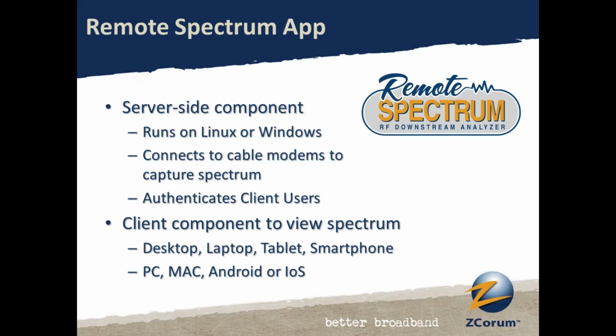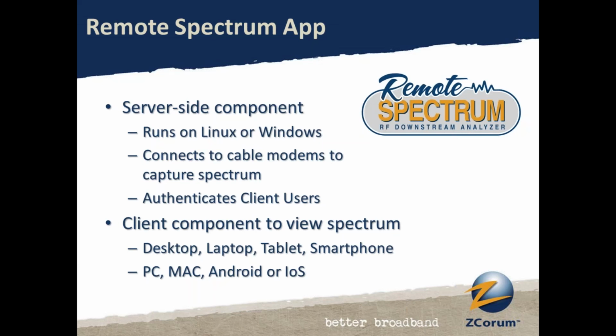So there's two pieces, like I mentioned. There's a server-side component, and you just put it on a server. It doesn't have to be a huge server. It can run on Linux or Windows. And that's what goes out and connects to these cable modems. Once you install that server, it will tell you which modems actually support spectrum capture. And it also ties into what authenticates the clients. So your technicians that are using the product, whether in the office or out in the field on a device, that's how they get authenticated with the app.